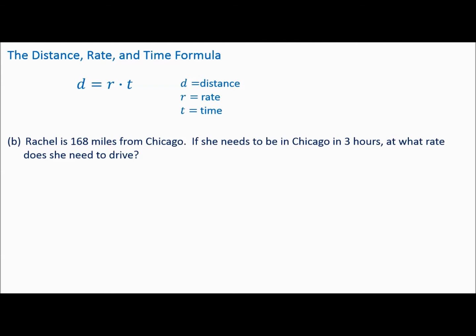So again, let's highlight all of our information. She is 168 miles from Chicago, so that is likely a distance. She needs to be in Chicago in 3 hours, so we know clearly that is a time. And it's asking at the end for rate. At what rate does she need to drive? So we're missing our R information.